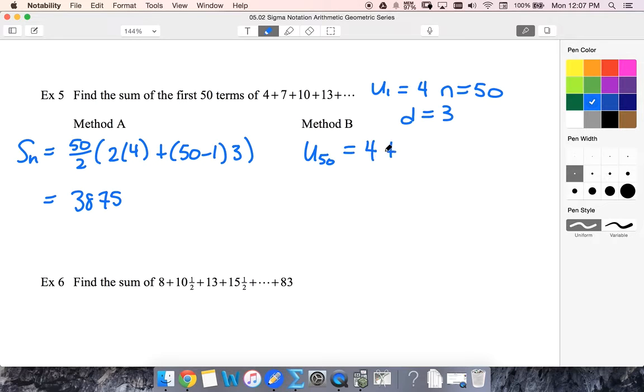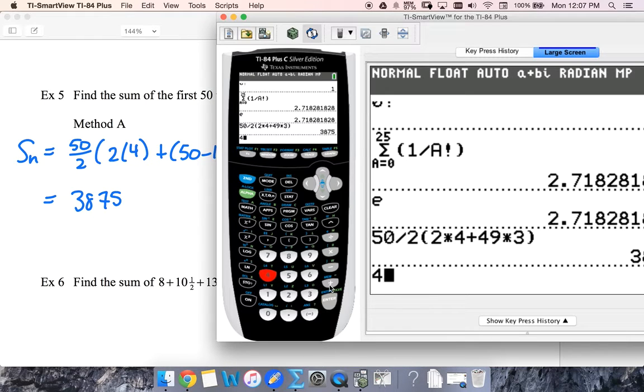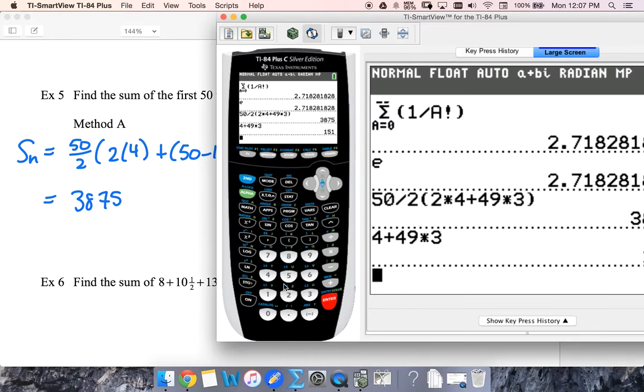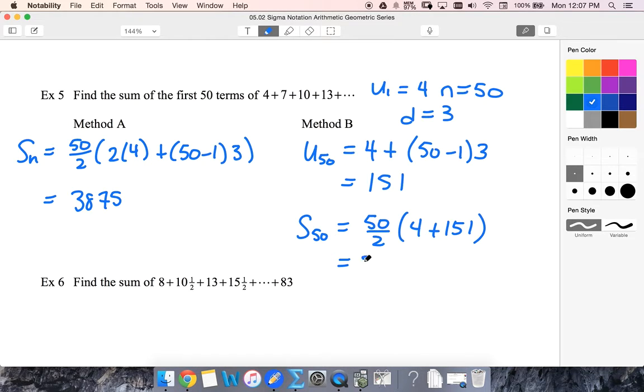Well, that's going to be U1 plus n minus 1 times d. 4 plus 49 times 3, 151. So I could say S50 is 50 over 2 times U1 plus Un. 25 times 4 plus 151. 3875. Exactly the same thing.